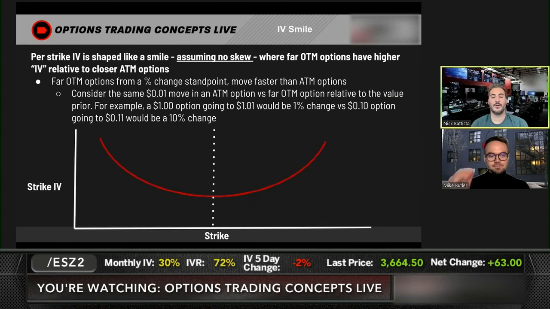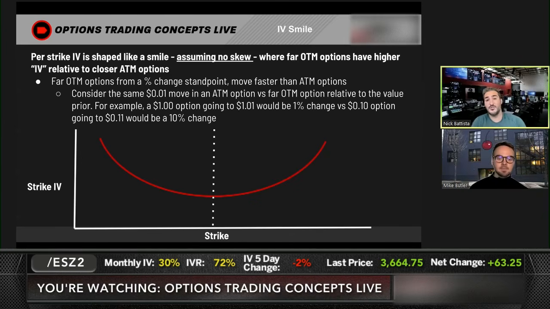Good stuff. Now we're getting into the weeds a little bit. Okay. And we get a lot of questions on why we don't look at the implied volatility of the strike we're selling. The short answer is that it's more intuitive if you understand the shape of volatility and where you are on the volatility curve, which is what we're going to get into here. So per strike IV is shaped like a smile.